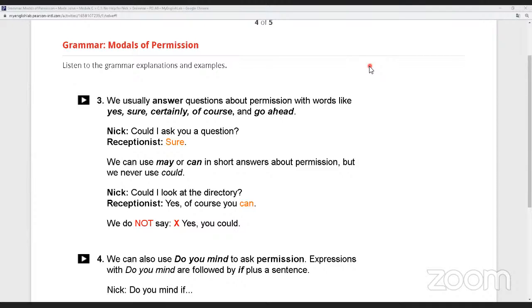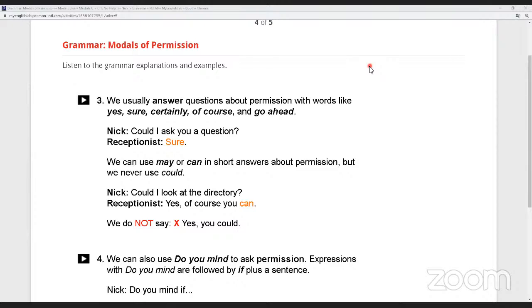When a person is going to ask us something, or maybe the question implies could, as in the second example, could I look at the directory, right? So Nick is using could. How about the answer? We never use could in short answers, right? Never. Because of the time tense, because it could sound illogical, we can't use it.